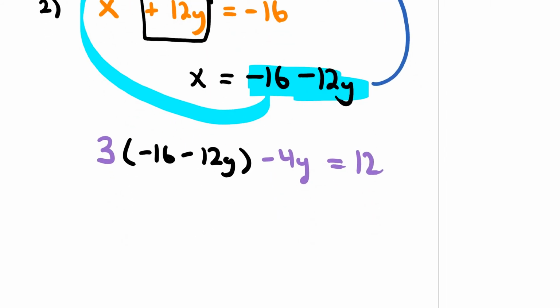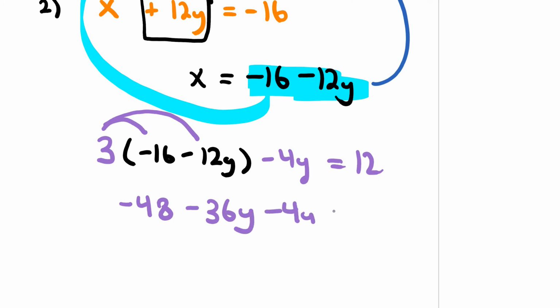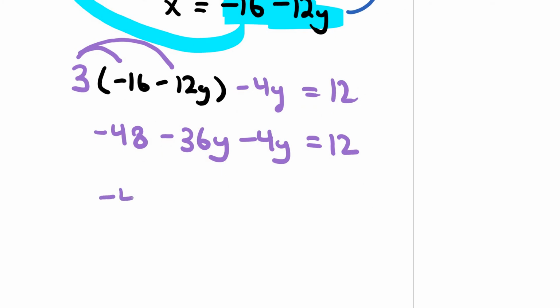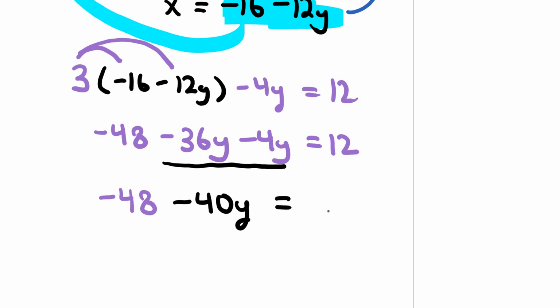All right, now if I do that, let's distribute here. So now I have 3 times 16. So 3 times 16 is going to be 48, so negative 48. And 3 times negative 12 is going to be negative 36y minus 4y equals 12. So I now have a negative 48. And then if I combine these two terms, 36 and the 4, that's going to be negative 40. So negative 40y equals 12.